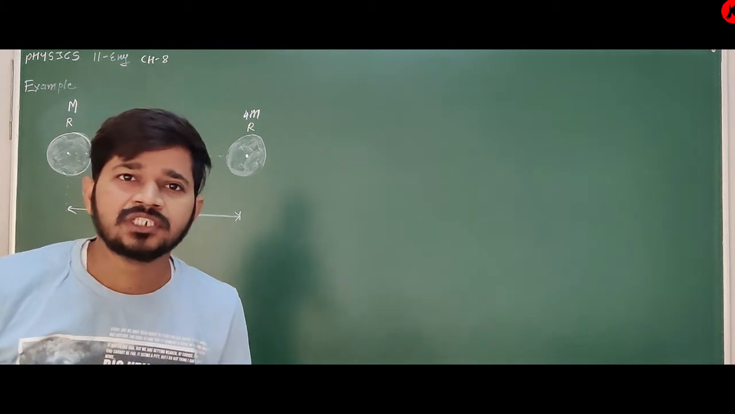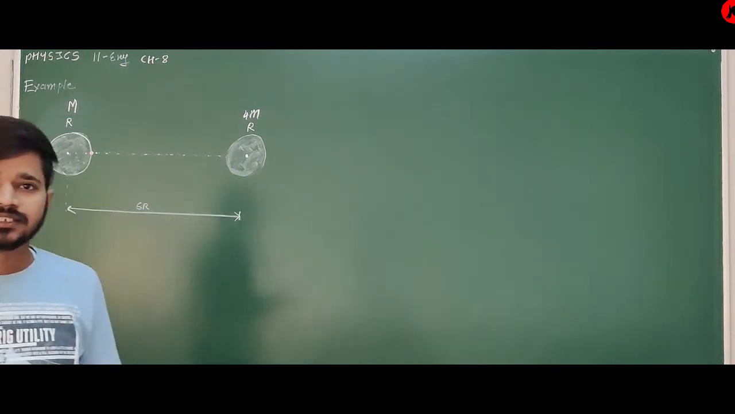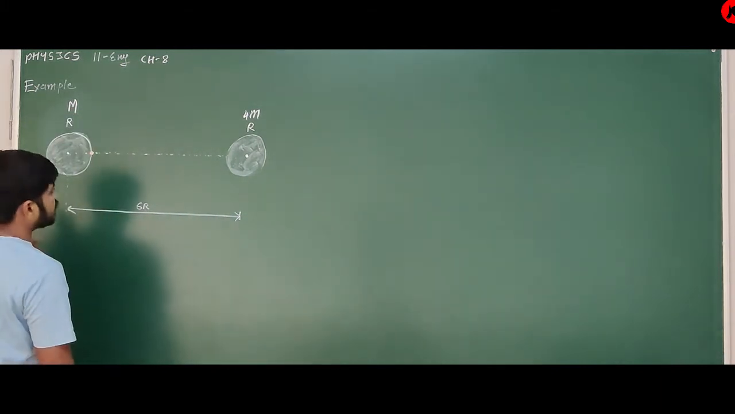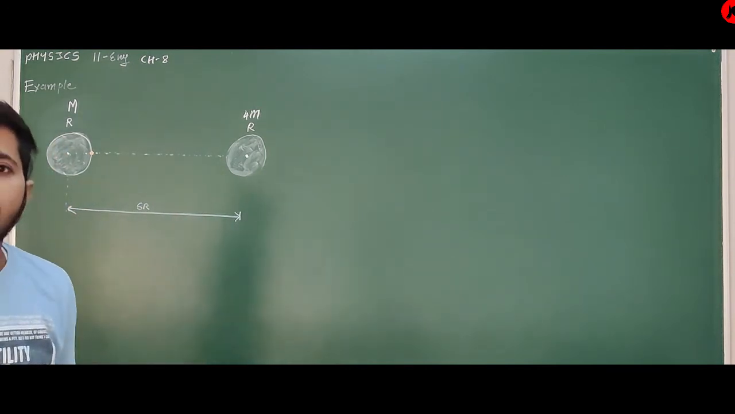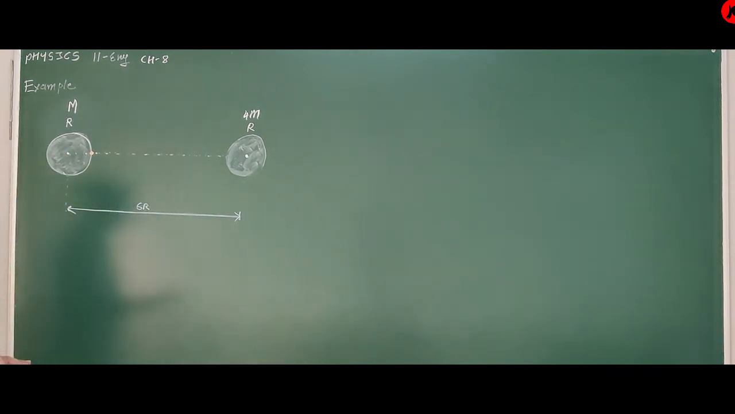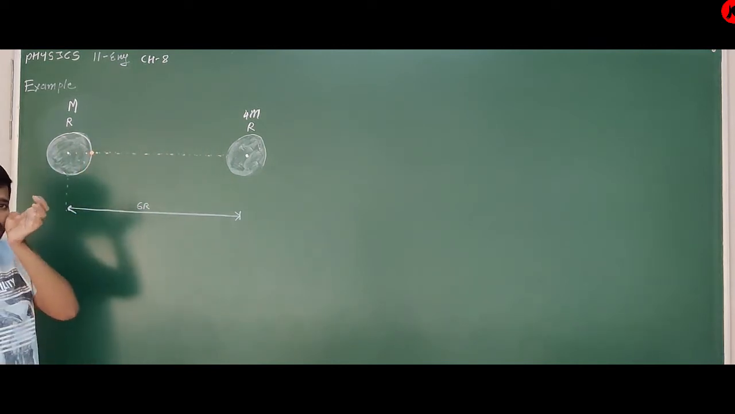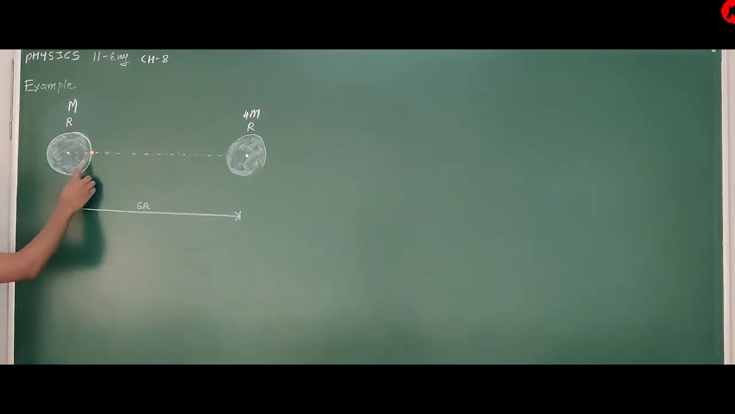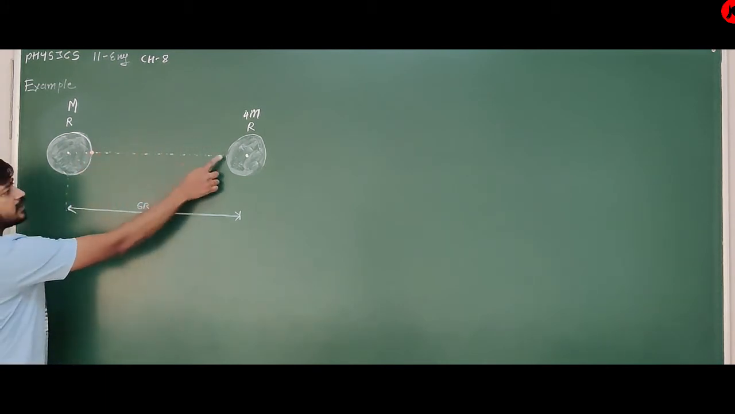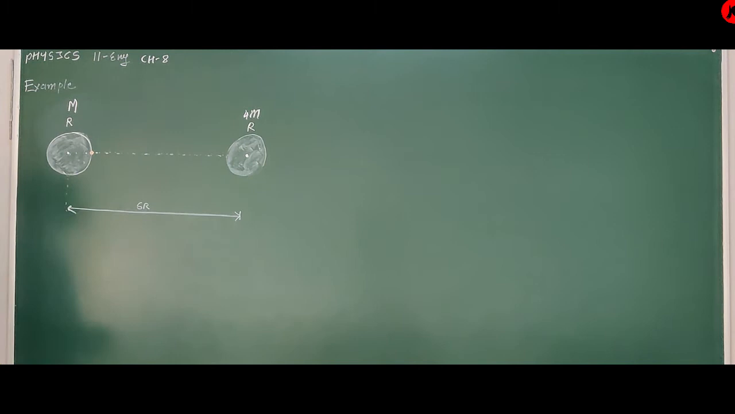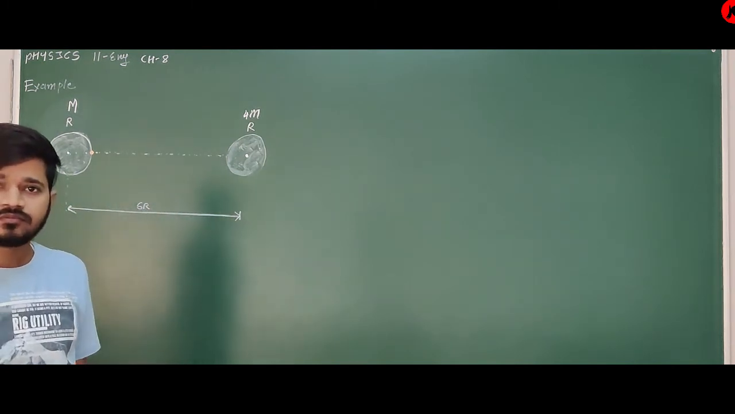Do you understand the question? Yes, it is one example from your textbook, so you can read the full data from your textbook. I will again explain this question. Two spheres, masses m and 4m, radius equal, distance between them 6r. You have to find the minimum speed of this projectile so that it reaches the surface of the other sphere.